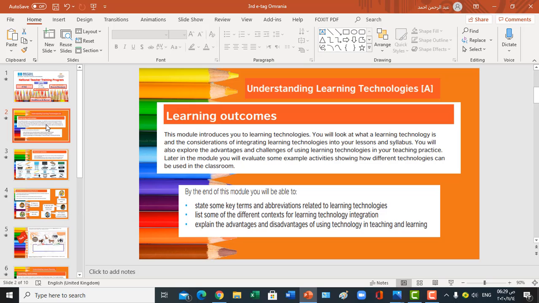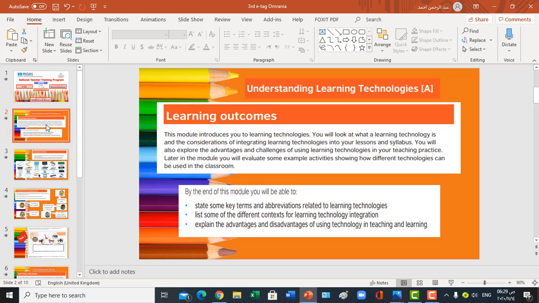Our session will be divided into two parts. The first part is about understanding learning technologies. In this part, we will learn the following outcomes. This module introduces you to learning technologies. You will look at what a learning technology is, so we'll have some definitions or some words related to learning technology, and the considerations of integrating learning technologies into your lessons and syllabus.